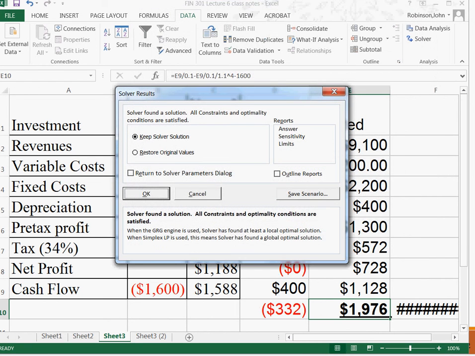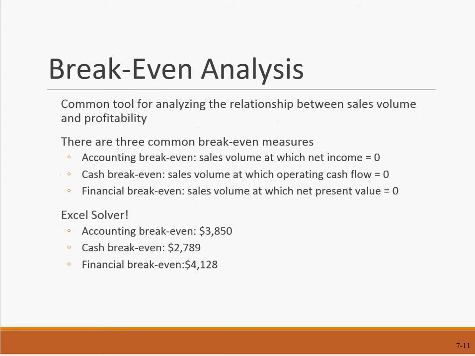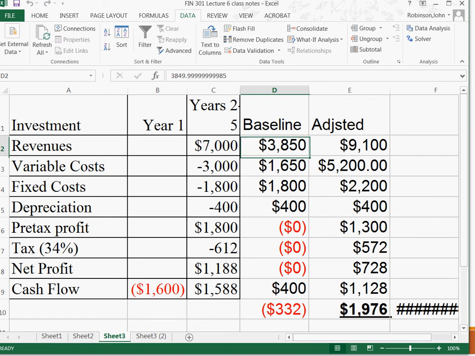So here's our answer up here. And actually you can tell it's 3849.9999999 whatever. It's because Solver quits when it gets close enough. This is close enough to 0 that it's happy. So this is our break-even revenue, the revenue we would need to come in at 0 earnings every year for all 4 years.